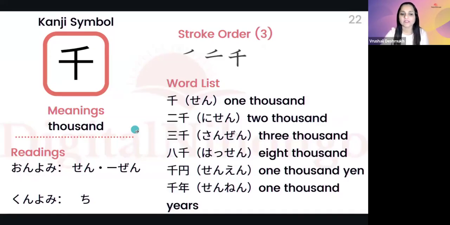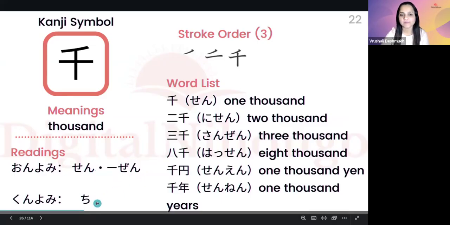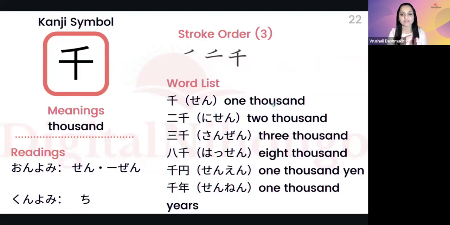Next is 1000. 1000 is sen, zen or chi. Sen is 1000. So when you say 1000, it is sen. Ni sen is 2000. In san, it becomes zen. San zen is 3000. Then hassen. So where the sound becomes different, those words I have included here. Sanzen, hassen.